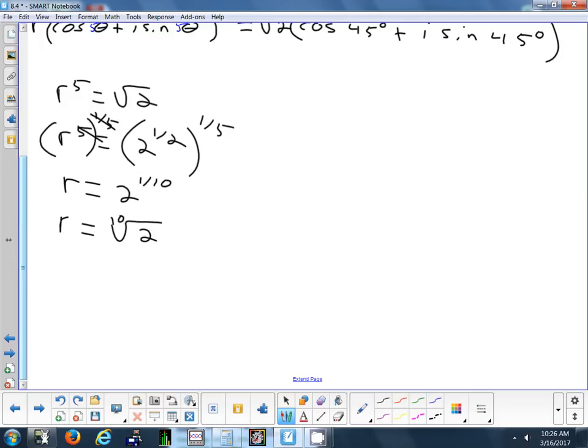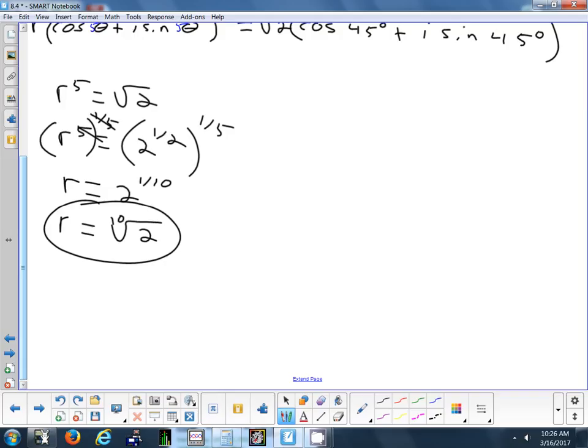So if you know that if you take the square root of a 5th root, you get the 10th root, and you don't need to go through writing it as an exponent, that's fine. Just like if you took the square root of a cube root, that would be a 6th root, if you just know 2 times 3. But if you want to write it out as an exponent, that's fine. So there's your radius. Any questions on that?